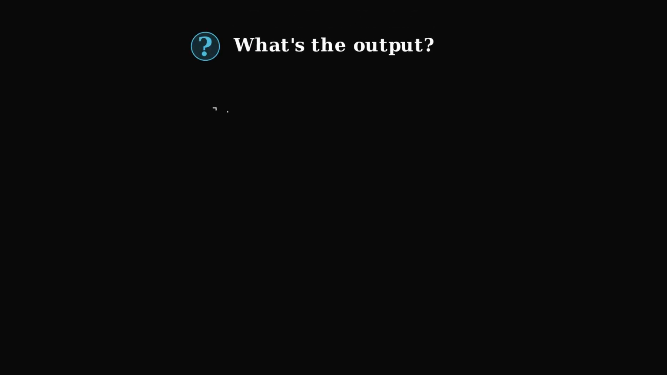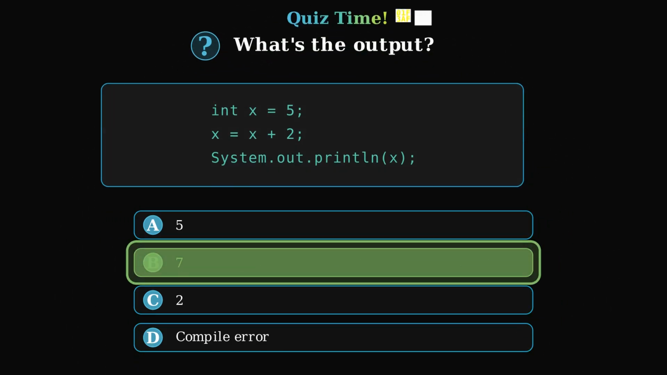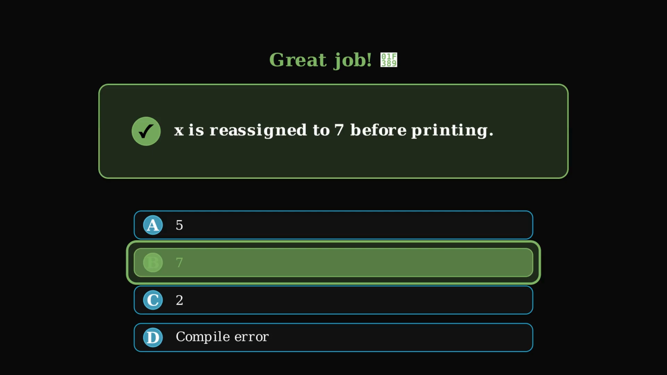What's the output? Which one is correct? The correct answer is X is reassigned to 7 before printing.